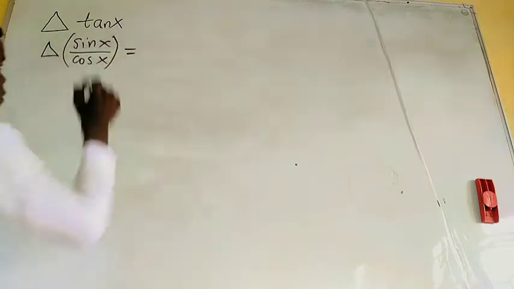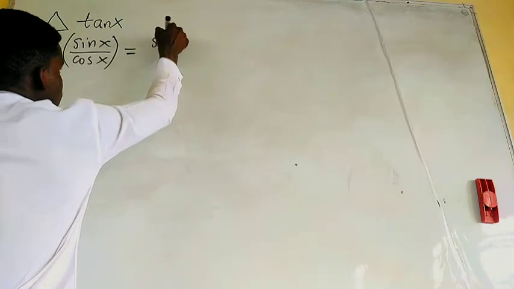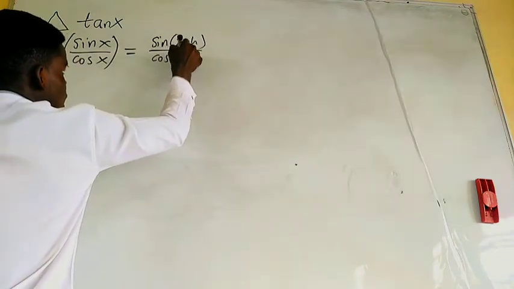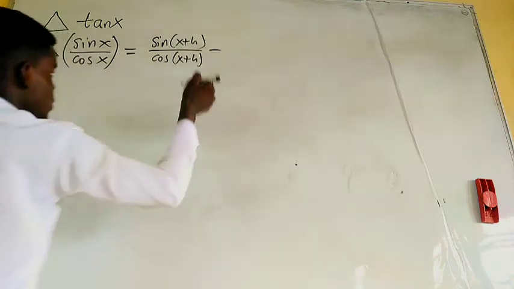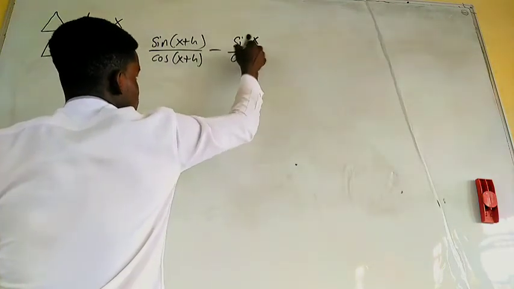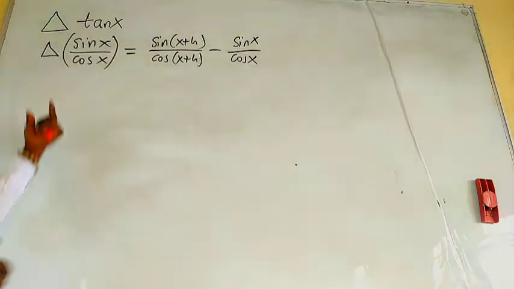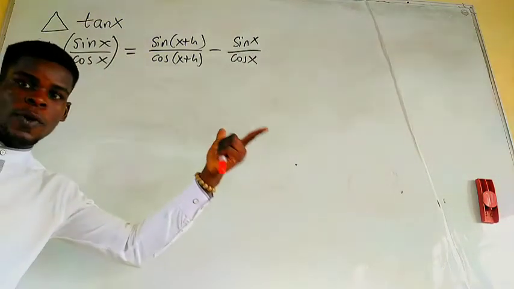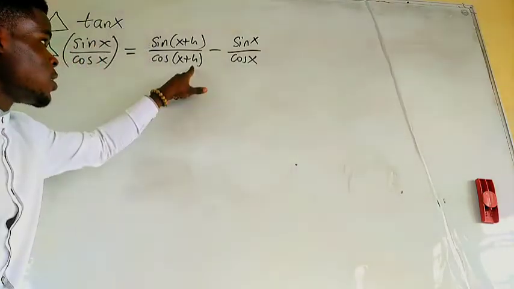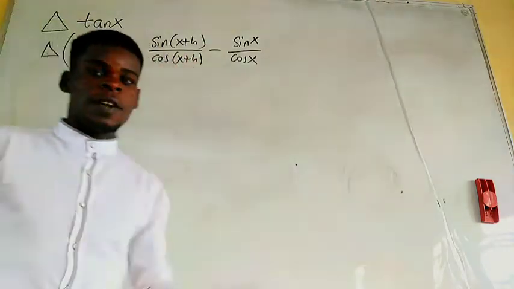Well, this can be written as sine of x plus h divided by cosine of x plus h, and we subtract the original function from it, sine of x divided by cosine of x. So by saying forward difference, we go forward and we subtract the original function from it, right? So this h is just a little interval.